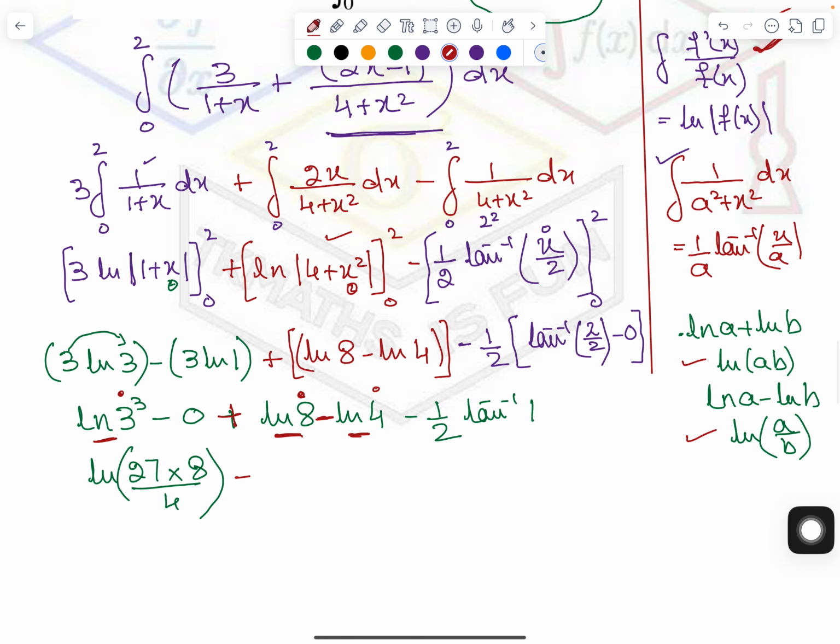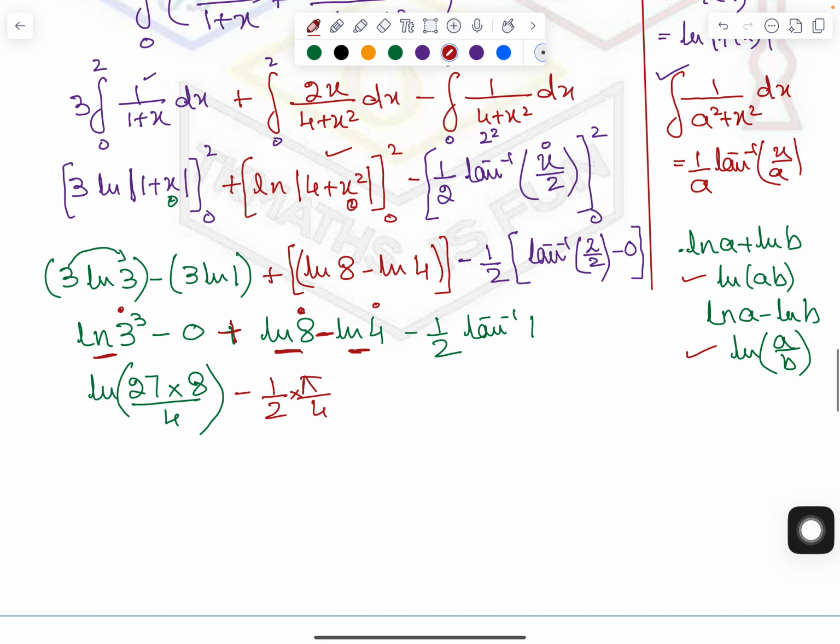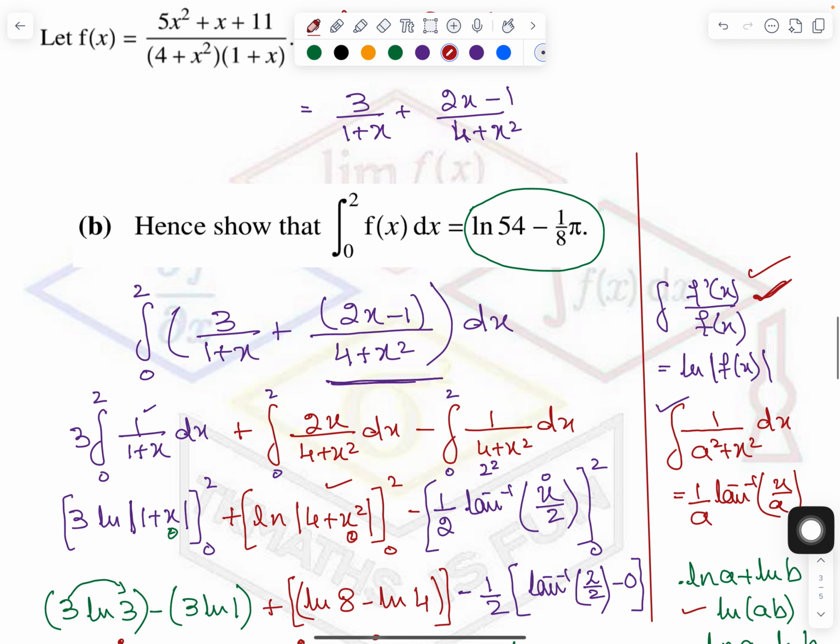And half tan inverse 1 will be equal to pi by 4 because tan inverse 1 is pi by 4. So now if you see here, you will get here ln, let's use the calculator, 27 times 8 divided by 4 is 54. And this is pi by 8. So you can say proved. Right, this is what you have to prove here.